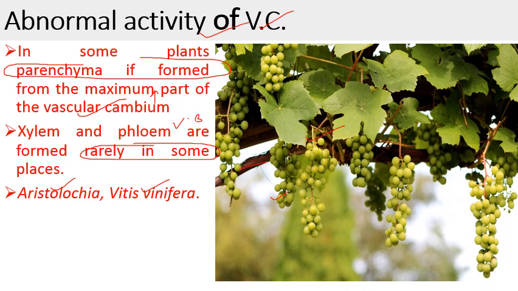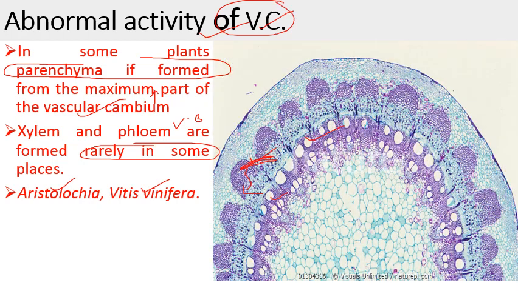So these climbers, woody climbers as well as normal herbaceous climbers, have parenchymatous tissue that provides flexibility to these vines, so that they climb through the surface of a support and grow. So most of the climbers show anomalous secondary growth because they have abnormal activity of vascular cambium. This is the section of this Vitis vinifera.